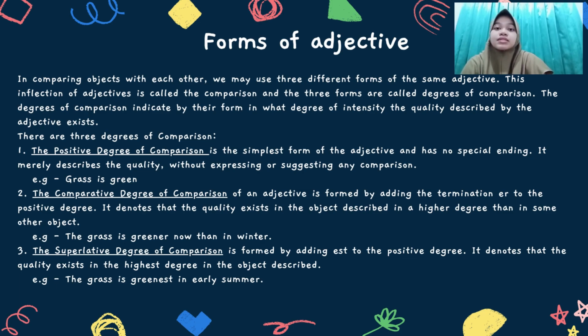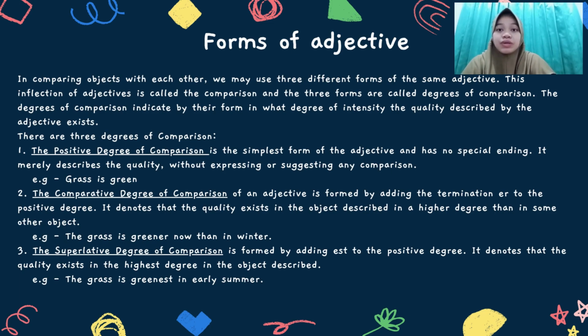So the next is the comparative degree. The comparative degree of an adjective is formed by adding the ending "er" to the positive degree. It denotes that the quality exists in the object described in a higher degree than in some other object. For example, the grass is greener now than in winter.